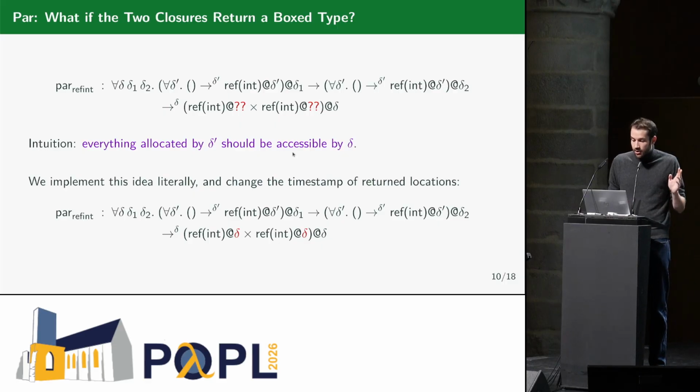That is, we change the timestamp of the return location. Here, the type we give to par is that par returns a pair of ref int allocated at delta. So we forgot that this ref was allocated by some children. And at a very high level, a good property to have is that you can hide that you used parallelism inside some function call and pretend that everything was allocated by the calling task.